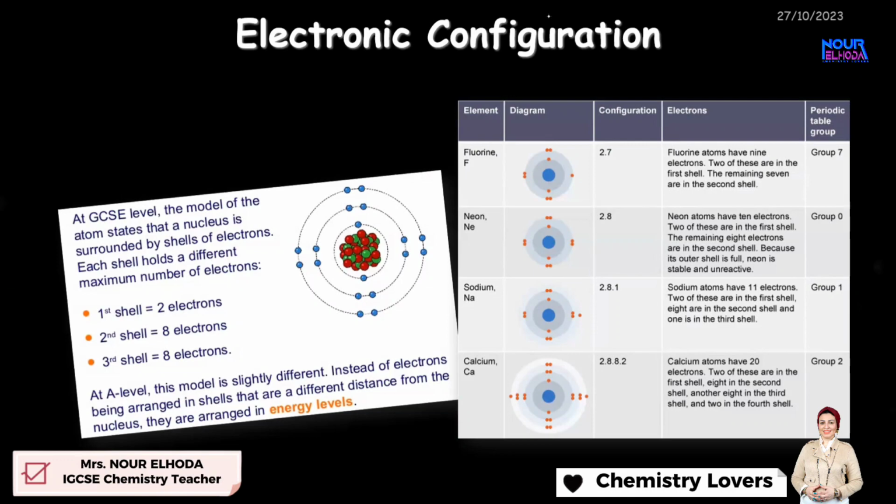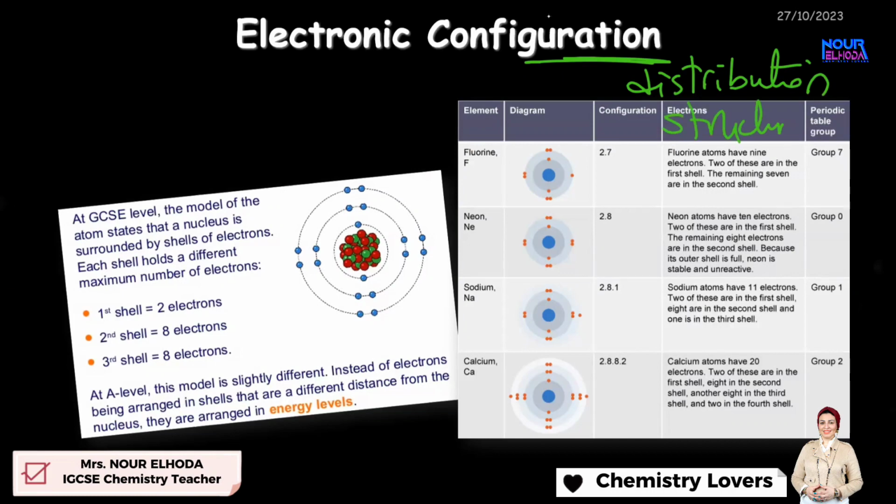Correct. And then 8 and so on. But take care, this arrangement is called electronic configuration. Take care of the names. We call this electronic configuration or electronic distribution, or a third name, electronic structure.